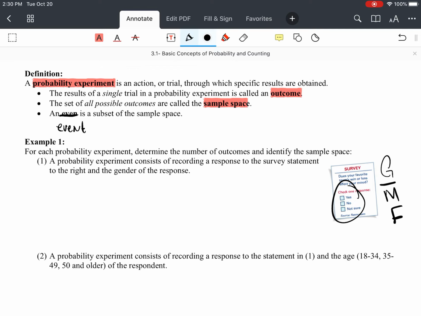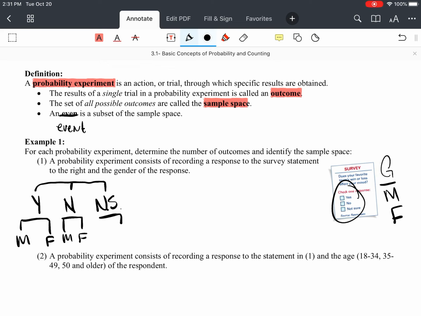Okay, so I'm going to set this up using a tree diagram. Let's start our first row with the possible responses that we have. So we have yes, we have no, we have not sure. It's okay to abbreviate these as long as you know what you're talking about. Then let's say they said yes. Well, that person could have been male or female. Same with no, they could have been male or female. And not sure, they could have been male or female.